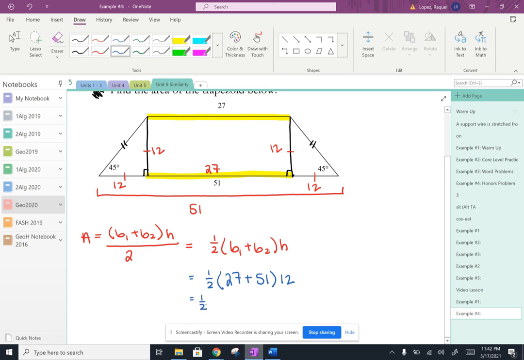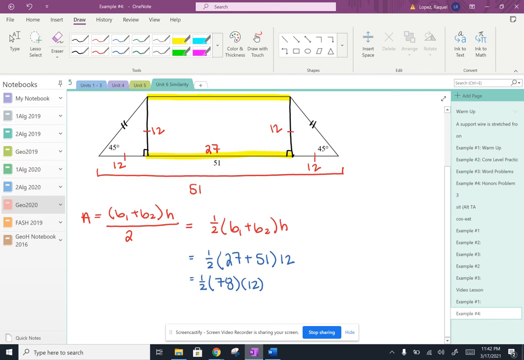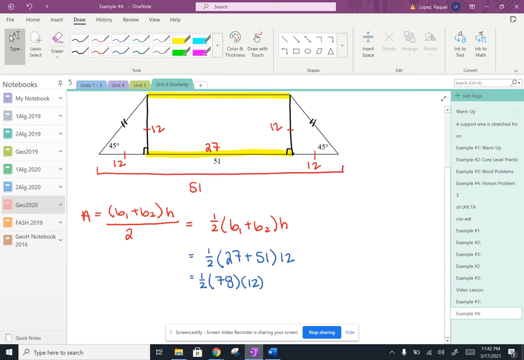Okay, let's start simplifying. We've got 27 plus 51, and that gives us 78 times 12. And that 78 times 12 gives us 936. And half of 936 gives us 468. So 468 is the area of the trapezoid.